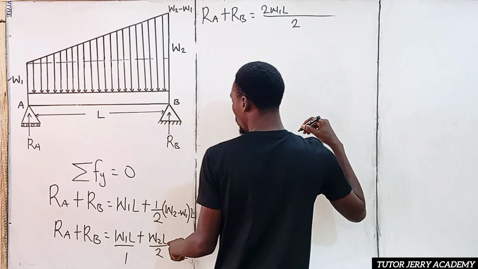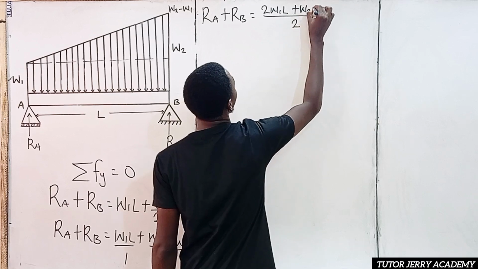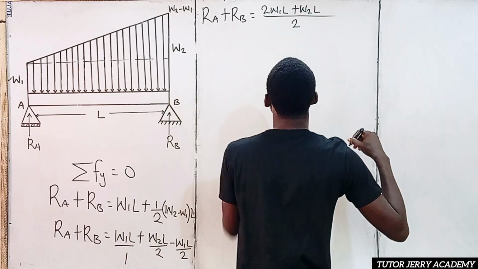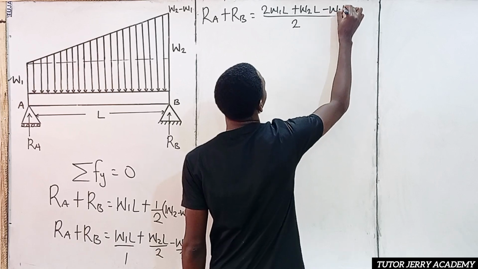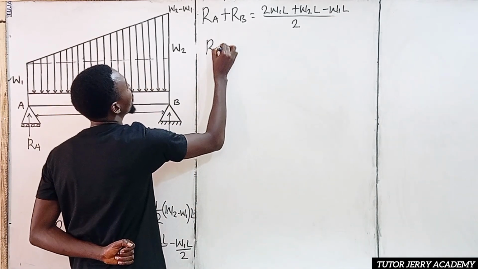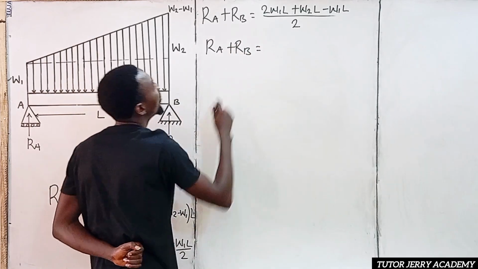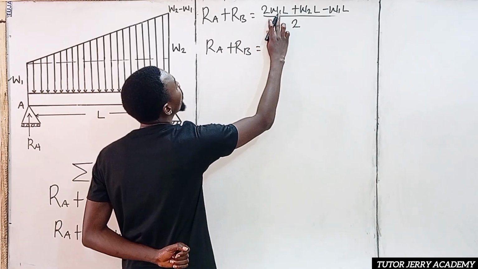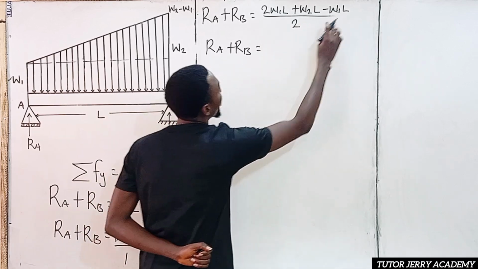1 times W2L, we are going to have plus W2L. All right. So 2 in 2 is also 1, 1 multiplied by this is minus W1L. So we are going to say R subscript A plus R subscript B equals 2W1L plus W2L minus W1L. We are going to have what?